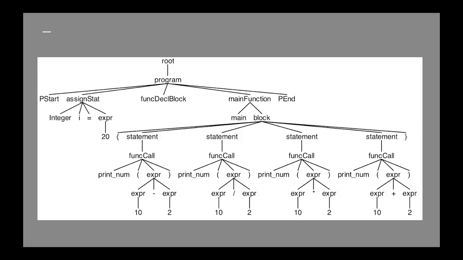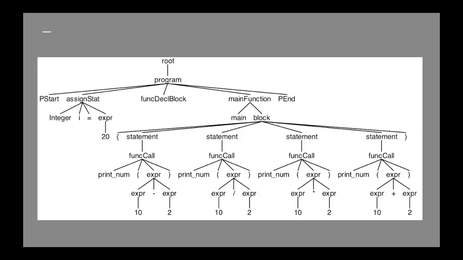As you can see here, the program parses correctly through the root and then to program. Within our program, we have that pstart and pend token that begins and ends our program. And in between those, we have our assignment statement. Initially, we have an integer I that we assign to 20. We have our function declaration block. Well, in this case, we have none.